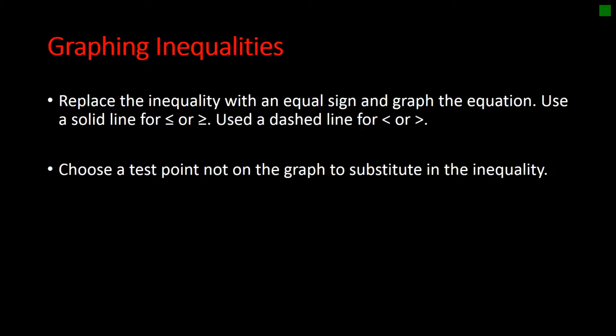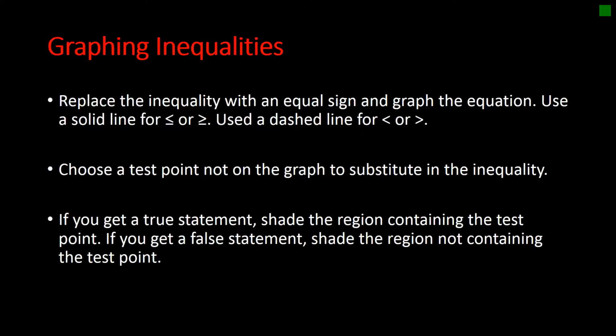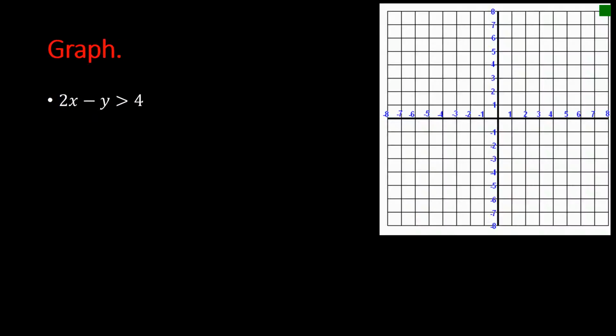Then you want to choose a test point that's not on the graph, and substitute that into the inequality. If you get a true statement back, you shade the region that contains that test point. If you get a false statement back, then you shade the region not containing that test point. Let's look at a few examples.